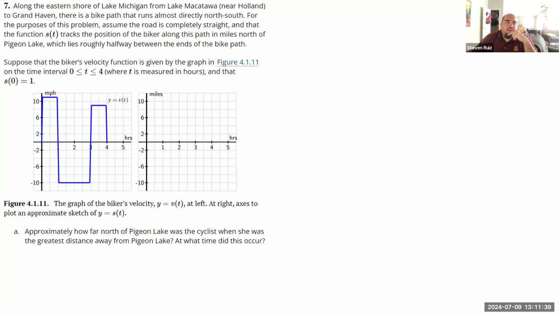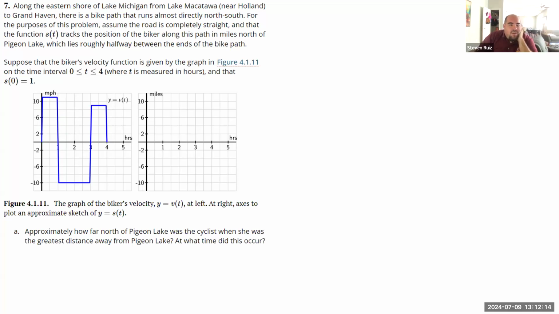So the function s of t tracks the position of the biker along his path in miles north of Pigeon Lake. Okay, so we have a reference point, we have a position function. And we have a velocity function, and it looks like this velocity function is comprised entirely of straight line segments. So that should help us. Well, let's see what we need to find here. Approximately how far north of Pigeon Lake was the cyclist when she was the greatest distance away from Pigeon Lake?